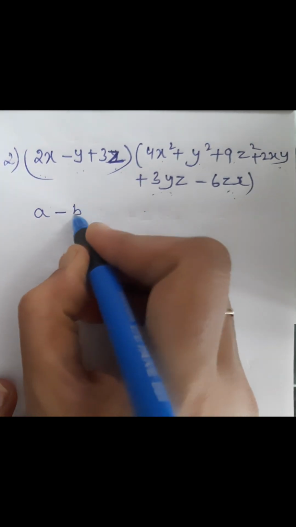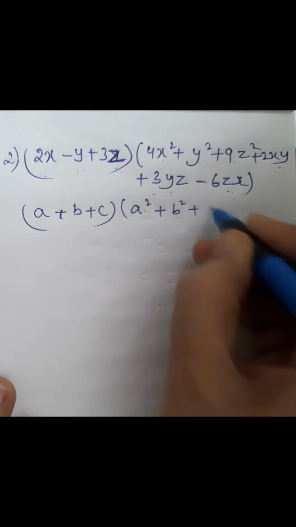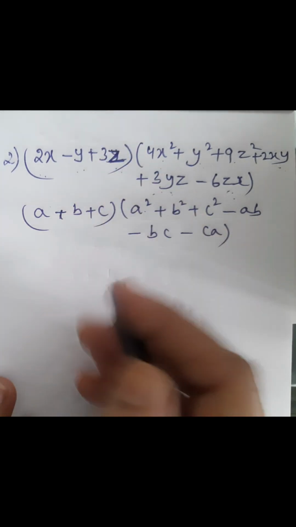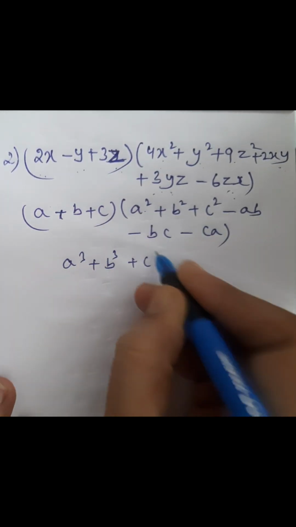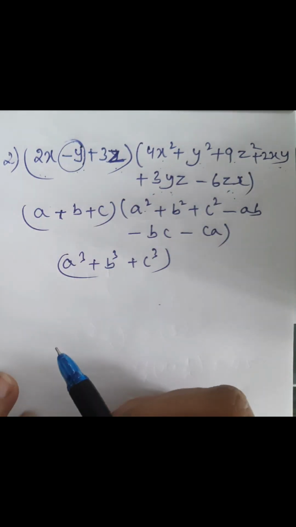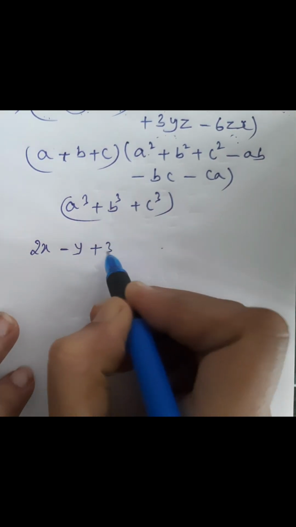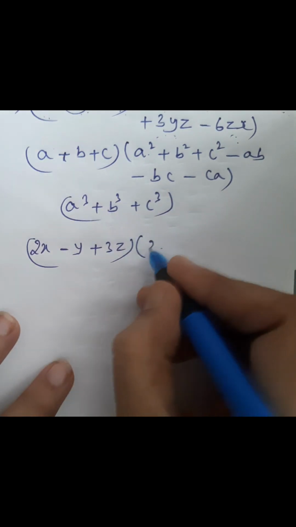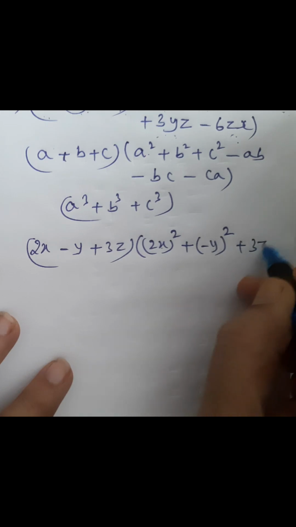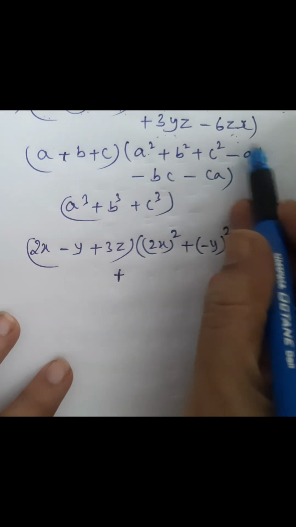So let's first find out the identity which you are getting there. A plus b plus c, then a square, b square, c square, minus ab, minus bc, minus ca. This is nothing but a cube plus b cube plus c cube. Now when we compare this whole thing with the formula, we find that the b part has a minus sign. So let's replace a, b, c as per our identity. Now a square, then minus y, that is b square, then 3z square, c square, then plus, here as per the identity we are having minus.